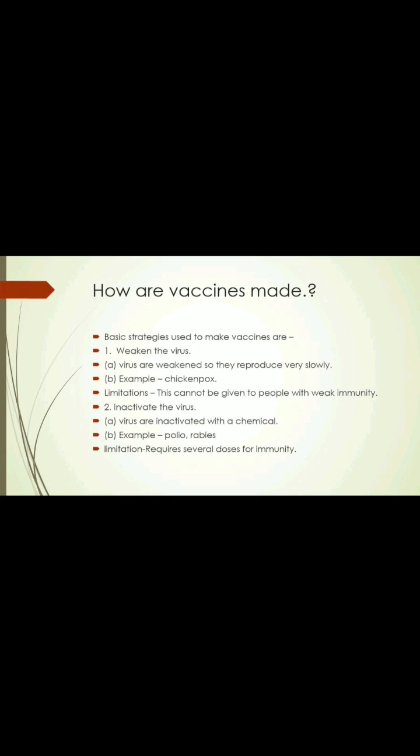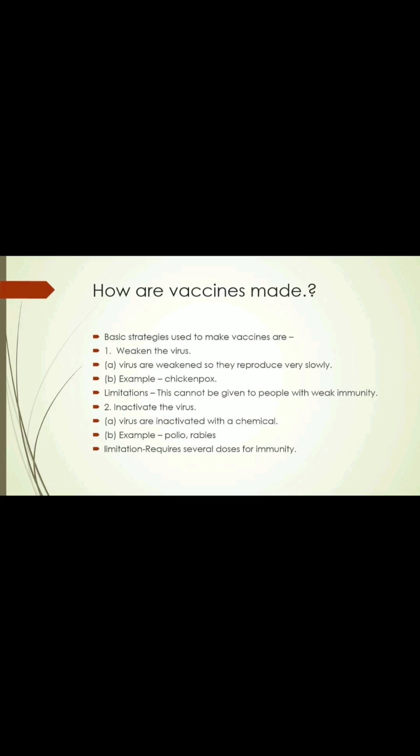So the basic strategies used to make vaccines are: first, weaken the virus. In this, the viruses are weakened so they reproduce very poorly once inside the body. The virus in vaccines reproduces fewer than 20 times because vaccine viruses don't reproduce very much and they don't cause diseases. They replicate well enough to induce memory B cells to protect against infection in future. Example, chickenpox. The limitation is this cannot be given to people with weak immune system like cancer or AIDS patients.